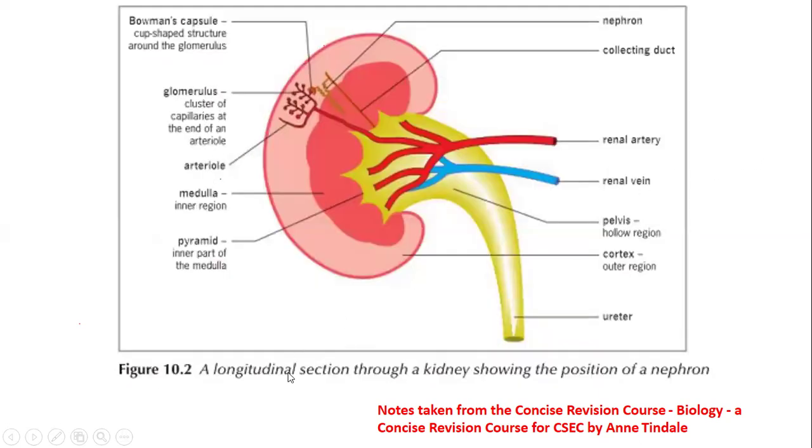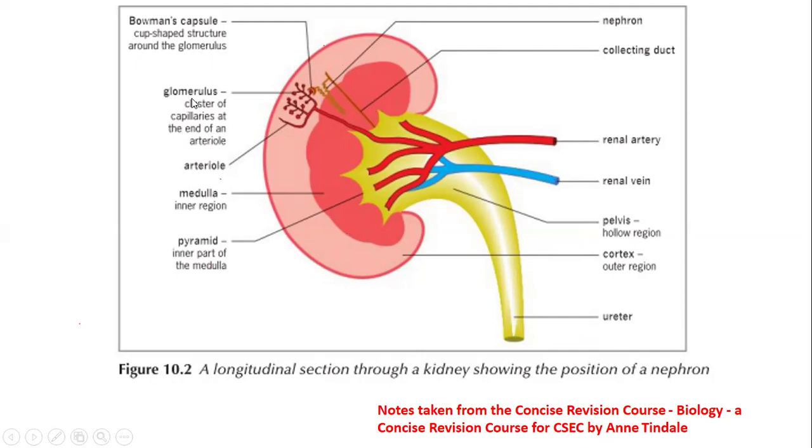Then now we have a longitudinal section through a kidney showing the position of a nephron. So we see the nephron here. Guys, make sure you can label that if it comes. Collecting duct here, the renal artery, renal vein, pelvis, cortex, ureter, pyramid, inner part of the medulla, medulla inner region. So make sure you read that, guys.